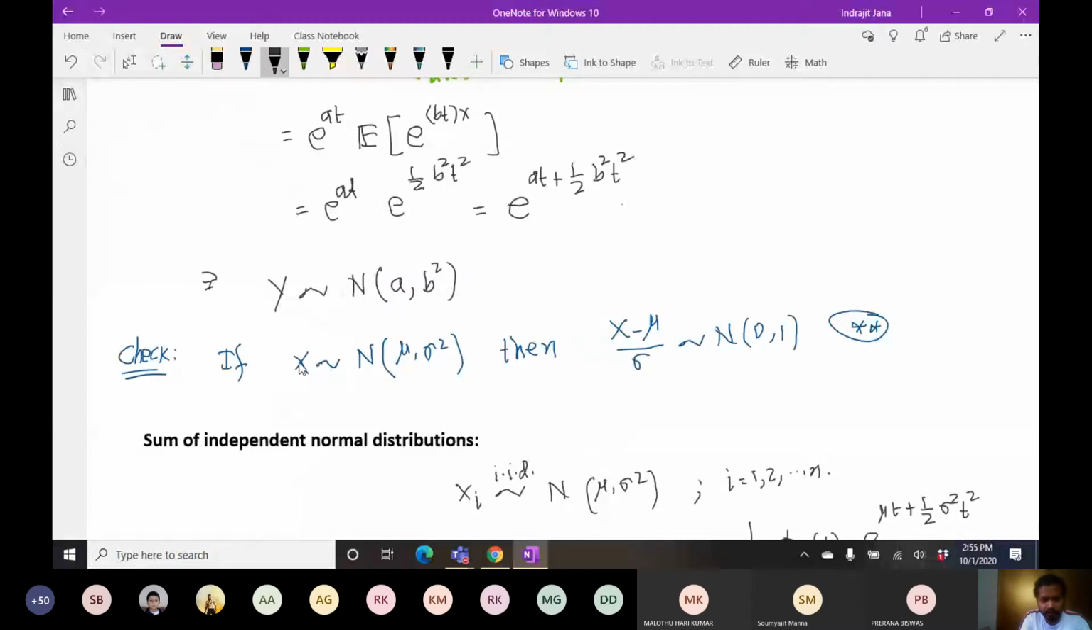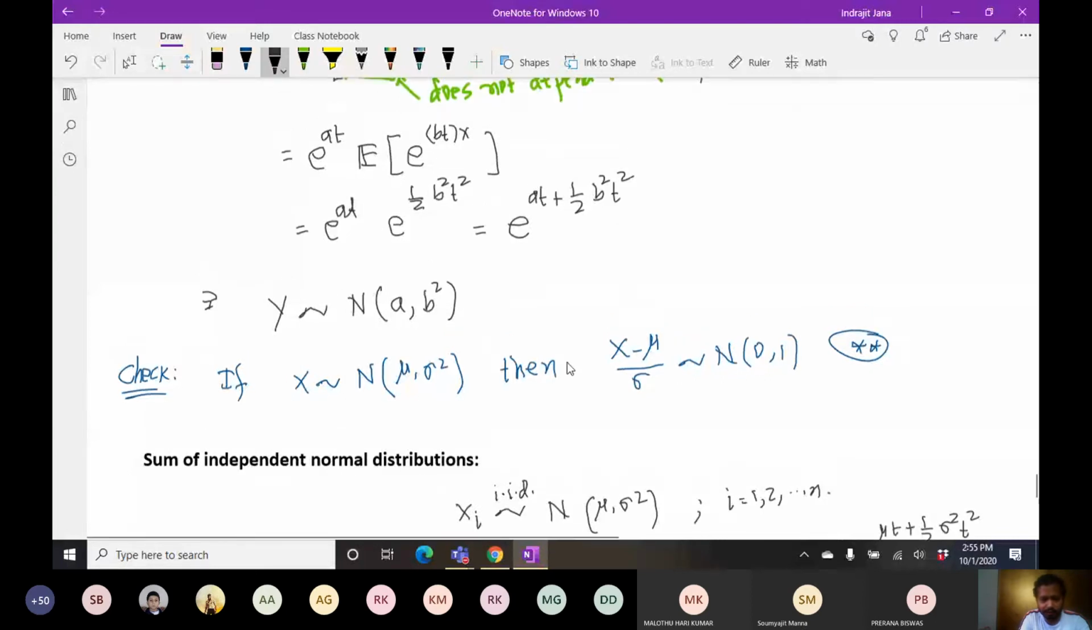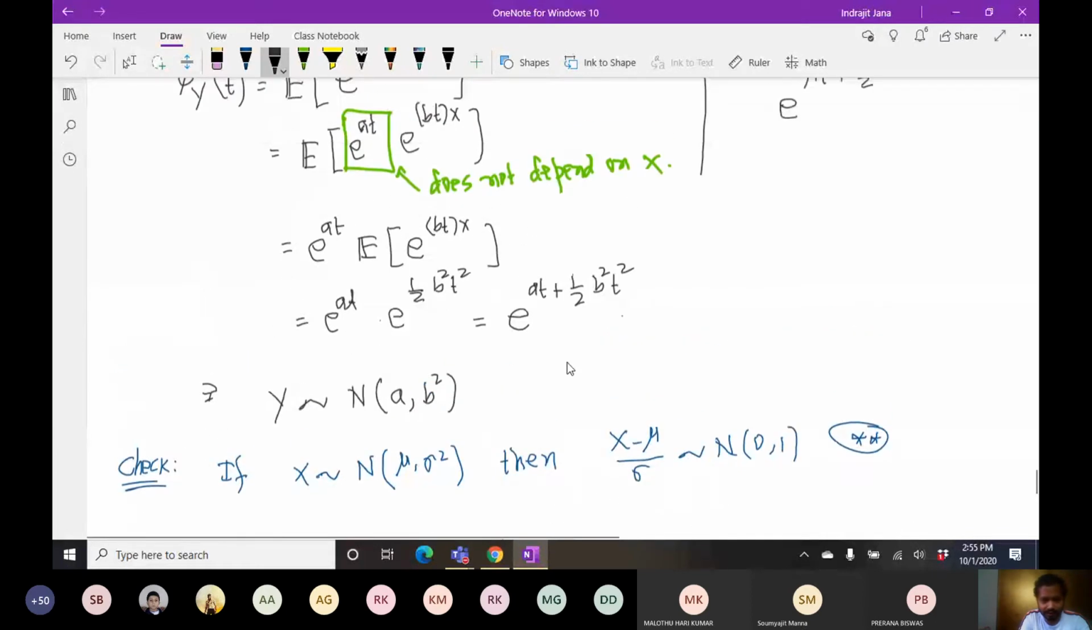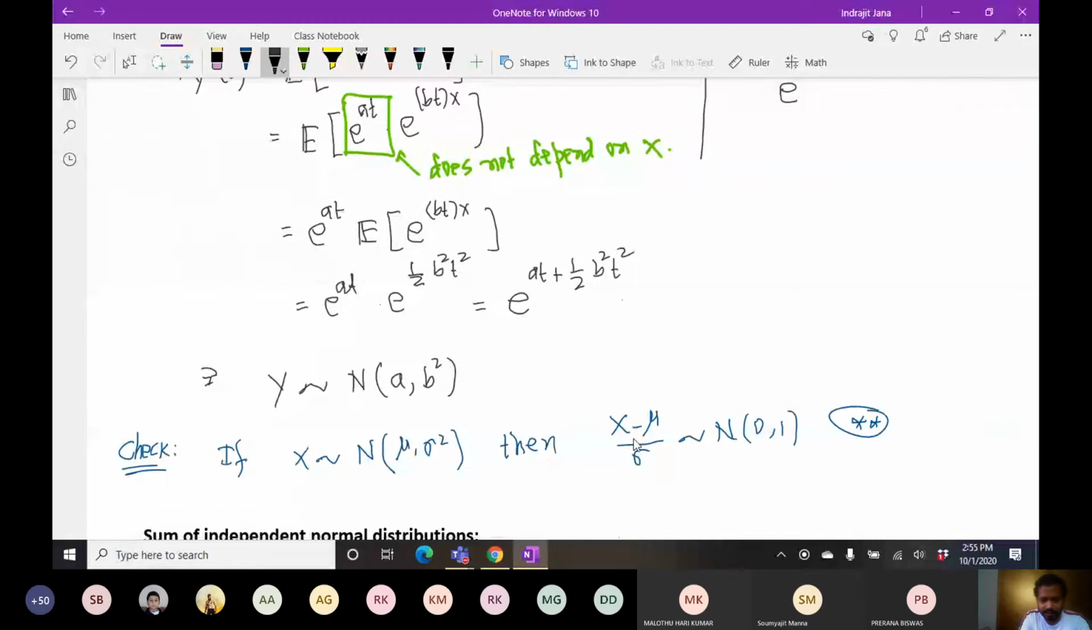But if you have a normal distribution mu sigma square, and if you define a new random variable which is x minus the mean divided by the standard deviation, then you can prove that it will follow normal zero one. And the proof is exactly the same as this scaling and shifting, because essentially what you are doing here is scaling by 1 over sigma and shifting by negative mu over sigma.